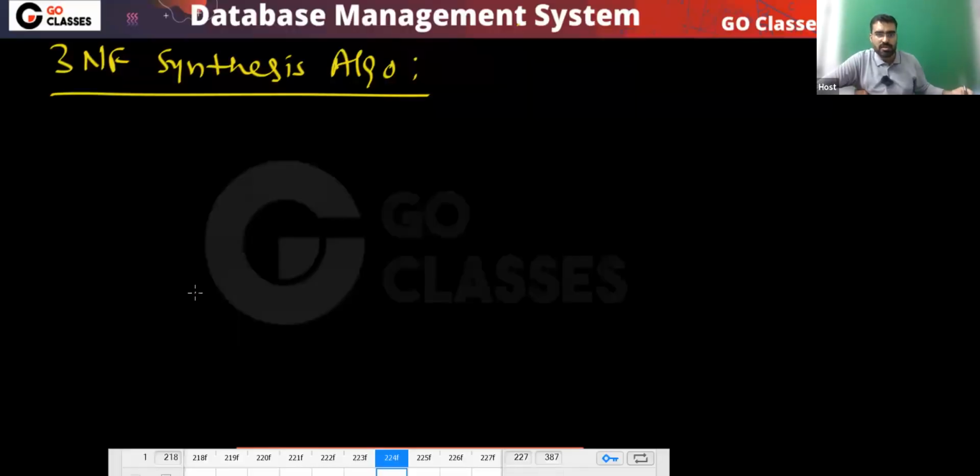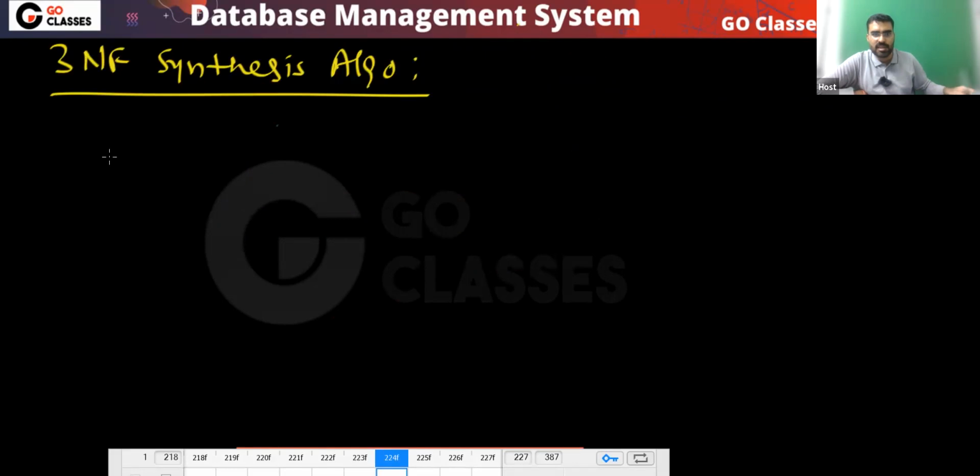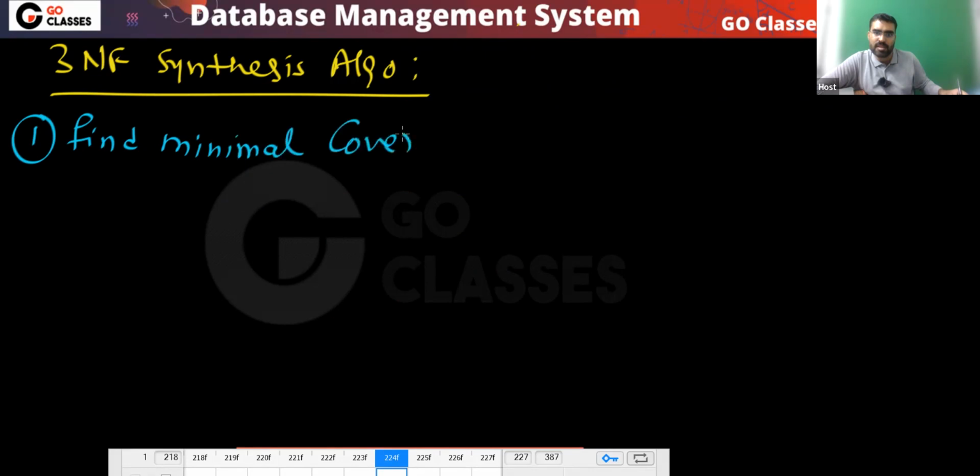So this is your 3NF synthesis algorithm. This is a very different algorithm. This synthesis algorithm is very different from these two algorithms. 2NF and BCNF focus on violation. But you can notice, this 3NF synthesis algorithm, first of all, finds the minimal cover. See this step. First of all, you find the minimal cover. Is this point clear? First, you find the minimal cover. This is your first step.